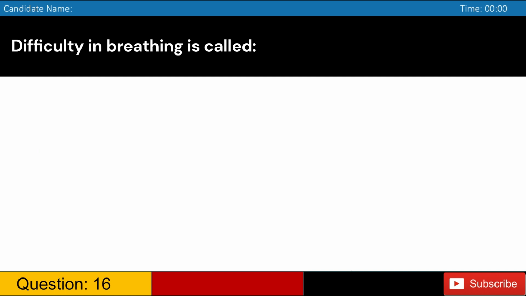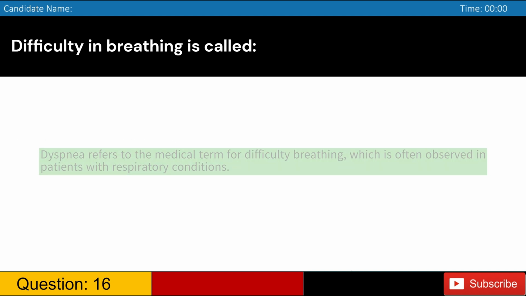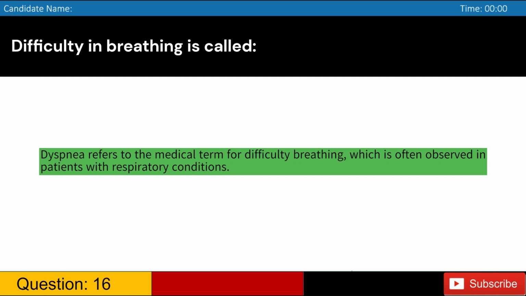Difficulty in breathing is called A. Apnea. B. Cheyne-Stokes respirations. C. Dyspnea. D. Orthopnea. Answer C. Dyspnea refers to the medical term for difficulty breathing, which is often observed in patients with respiratory conditions.